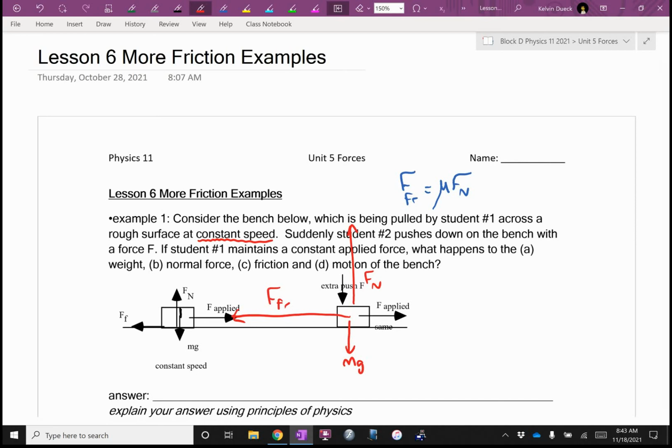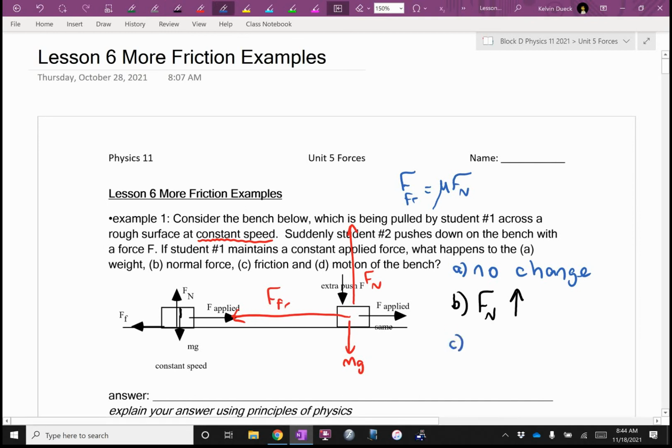All right, let's answer the questions. So part A says, what happens to the weight? Did the mass of the bench itself change? So did gravity change? No change. B says, what happened to the normal force? Oh, what happened to the normal force? That's the force in this free body diagram that changed. The normal force increased. That's how I'll write that. You can write the normal force increased if you want, but you know I tend to abbreviate.